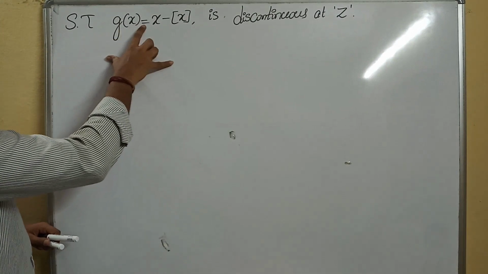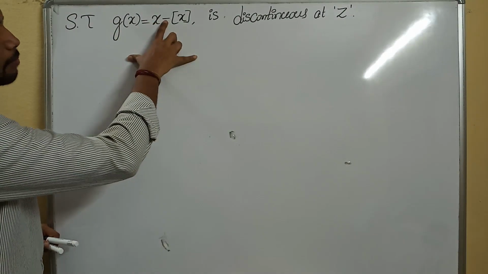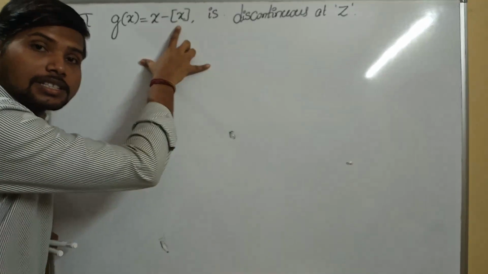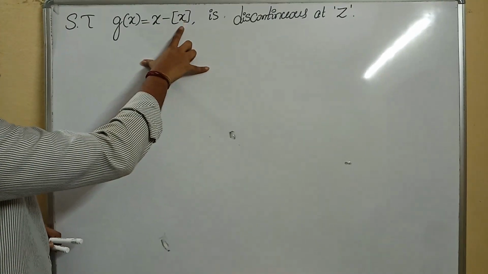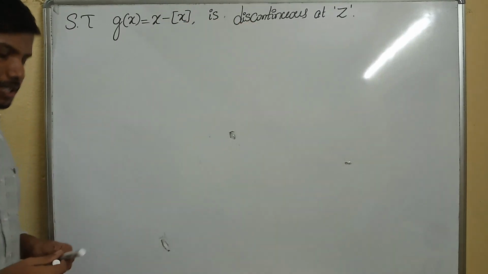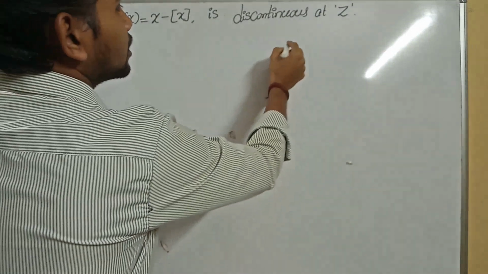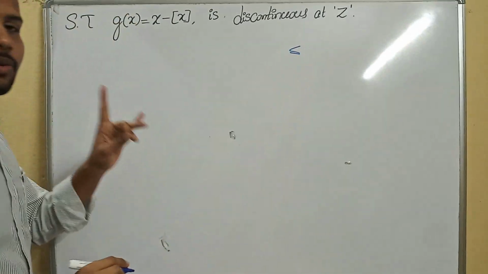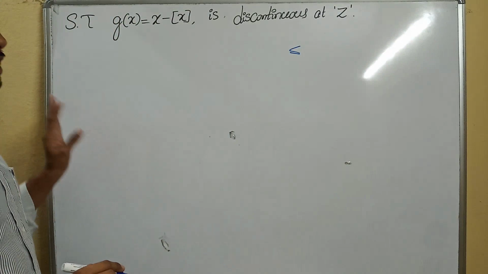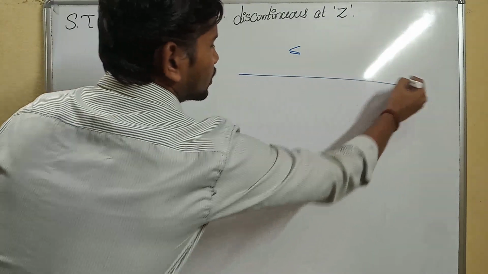Show that g of x is equal to x minus [x], where [x] is the greatest integer symbol, is discontinuous at integer points. What is the meaning of the greatest integer function? It is the greatest integer less than or equal to x. Now concentrate on the board.